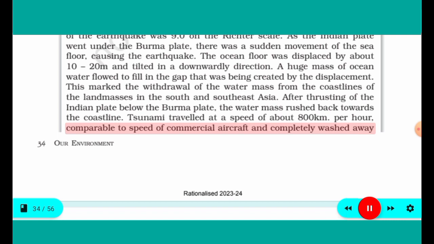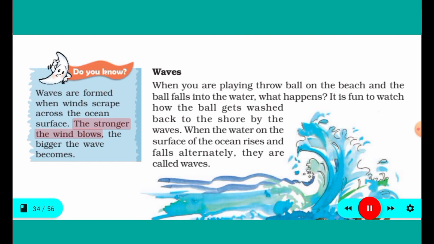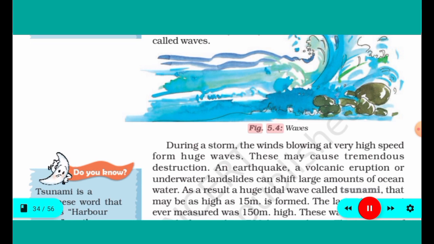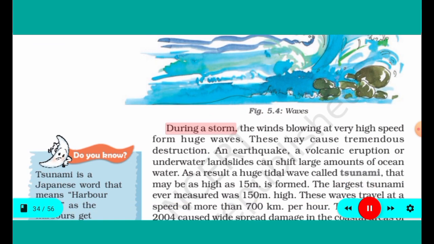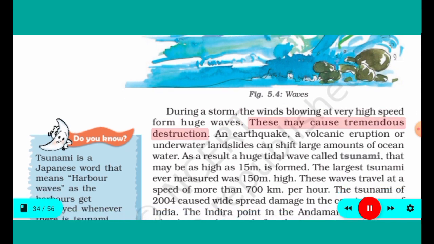Do you know? Waves are formed when winds scrape across the ocean surface. The stronger the wind blows, the bigger the wave becomes. Fig. 5.4. Waves. During a storm, the winds blowing at very high speed form huge waves. These may cause tremendous destruction.